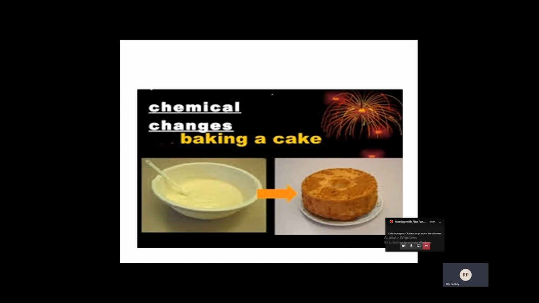The first example is baking a cake. To bake a cake, take a pan and put in flour, sugar, baking powder, egg and butter, mix them well and heat it in the oven. On prolonged heating, it turns into a cake and some gases are produced, like carbon dioxide and water vapor. You cannot get back the flour, eggs, sugar, baking powder, or butter by any physical method. Thus, baking of a cake is an irreversible and permanent change, and this is a chemical change which is accompanied by change in color and evolution of gases.